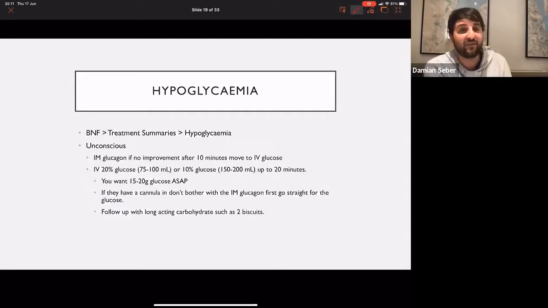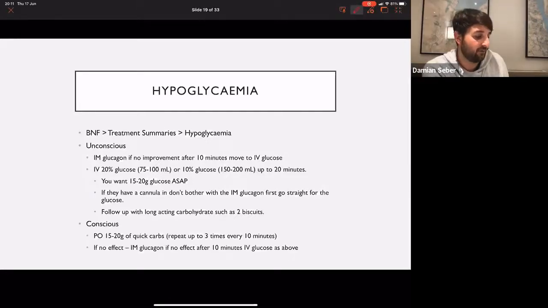And you want to give 15 to 20 grams of glucose. Glucose comes in different kinds of bags. 20% bag, 10% bag, you can get 5% bags. You can get 50% bags, which are like syrup. A 20% bag is easy to remember. You just give 100 mils. 10% bag, 200 mils. And as I said, follow up with long-acting carbohydrate.